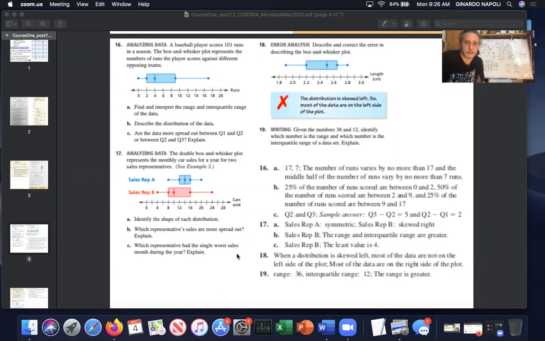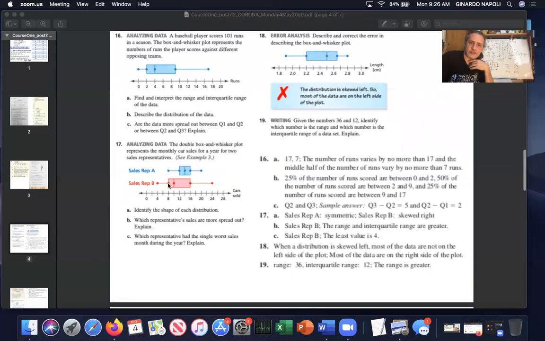And so the single worst sales was B because of the smallest value for B. So sales representative A is a little more consistent, narrow range, okay? Whereas sales rep B is a lot more varied. Also had the best day of selling cars.